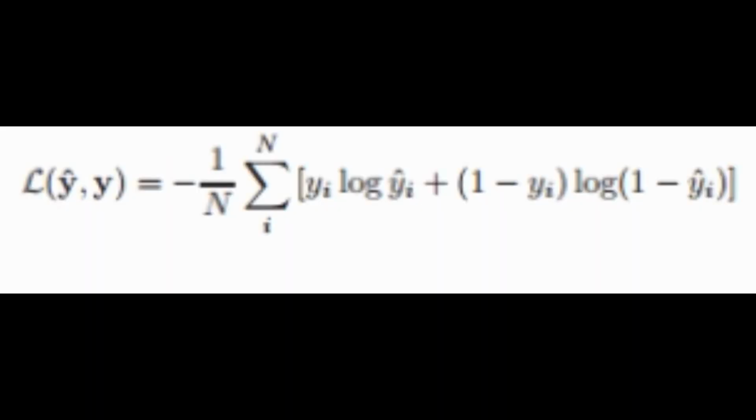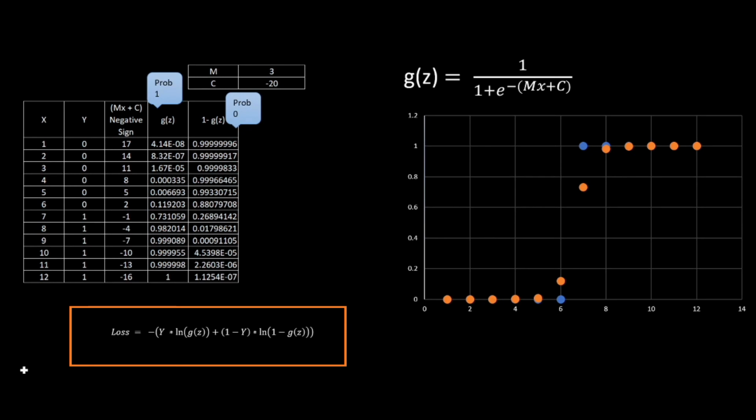This is the formula for the cost function that I took from the research paper. But for now, we are going to ignore 1 upon n and not worry about the complexity, because we are going to dismantle this formula part by part and understand each component. And here is the formula of loss for this problem. In the loss you can see we have y multiplied by log base e of gz, plus 1 minus y times log of 1 minus gz.